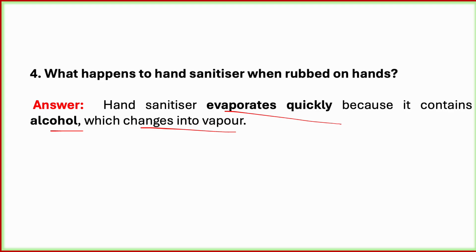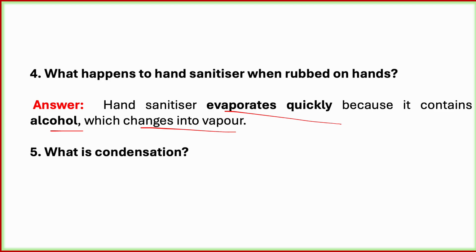When we put hand sanitizer on our hands and rub it, it seems to disappear. Actually, it does not vanish. Hand sanitizer has alcohol in it. Alcohol evaporates very quickly. So, when you rub your hands, the alcohol turns into vapor and goes into the air. That is why the sanitizer dries fast and disappears. So, hand sanitizer evaporates quickly because it contains alcohol which changes into vapor.